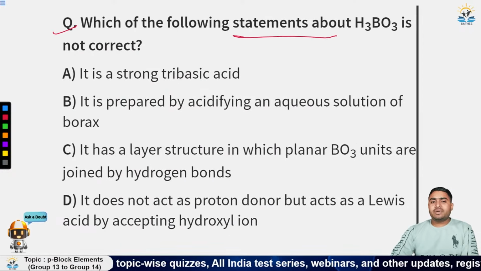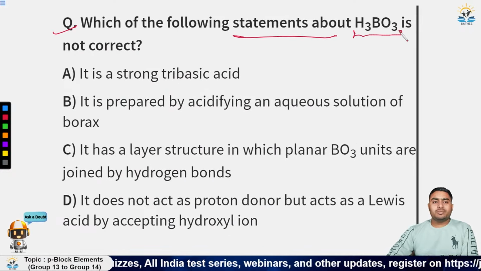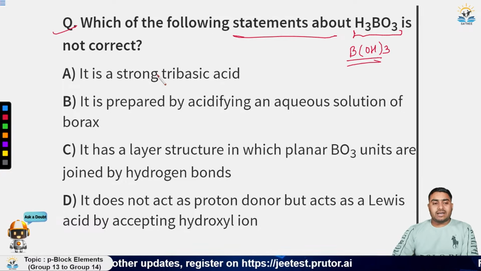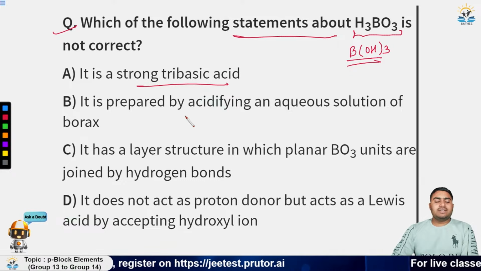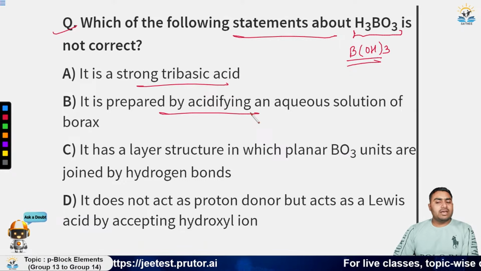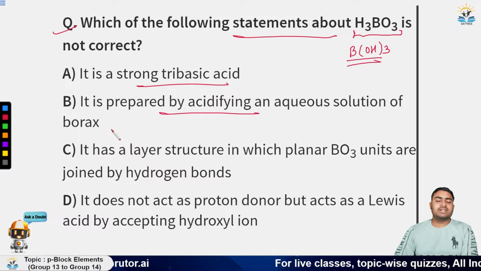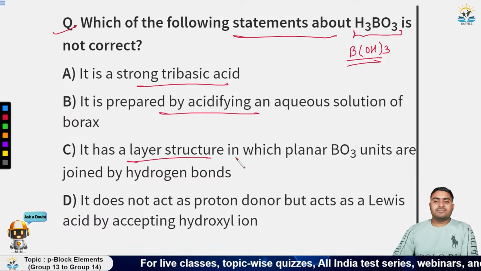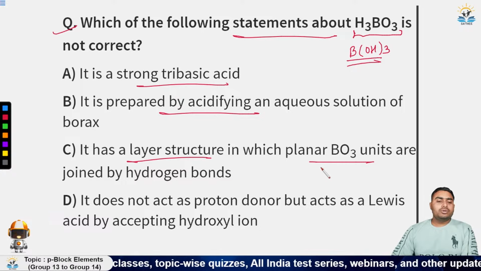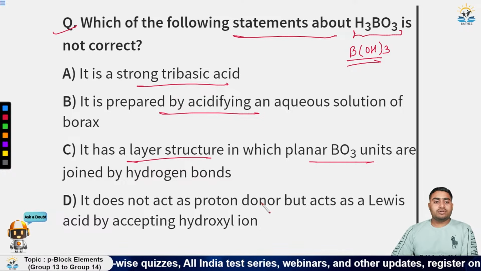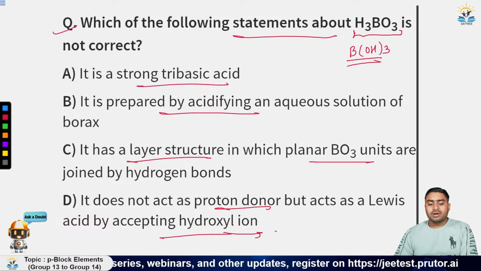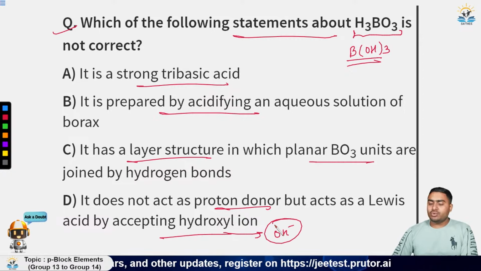Which of the following statements about H3BO3, which I told you is named boric acid, also written as B(OH)3, is not correct? It is a strong tribasic acid. It is prepared by acidifying an aqueous solution of borax. Borax is Na2B4O7.10H2O. It has a layer structure in which planar BO3 units are joined by hydrogen bonds. It does not act as a proton donor but acts as a Lewis acid by accepting hydroxyl OH negative ions.